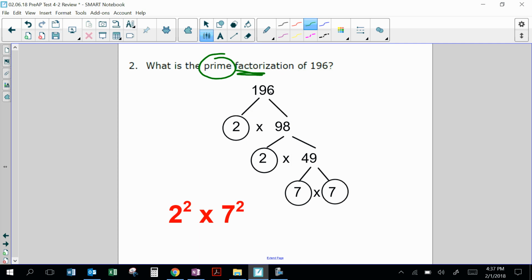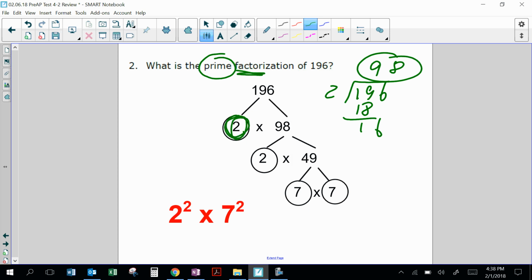So I started with 196. If you get stuck here, it's an even number. All even numbers can be divided by 2. So it's 2 times, let's see, 196 divided by 2. 2 goes into 19 9 times. 2 goes into 16 8 times. So it's 2 times 98. Can I break a 2 down? I circle it. It is a prime number.